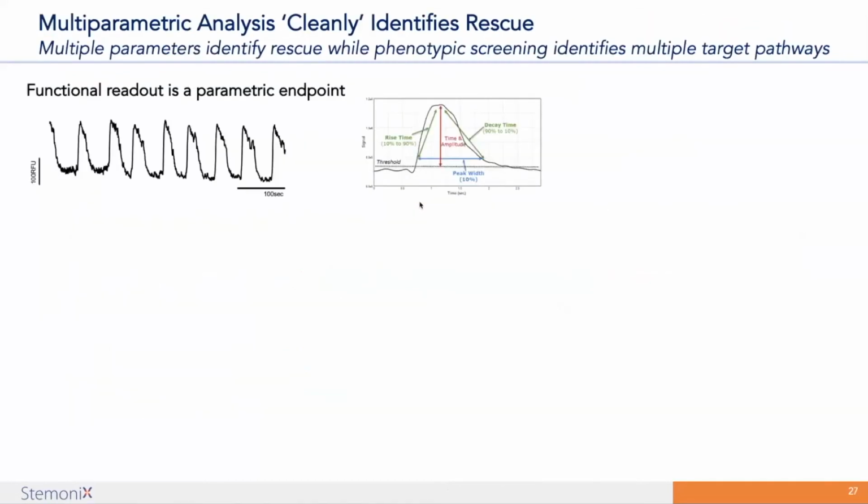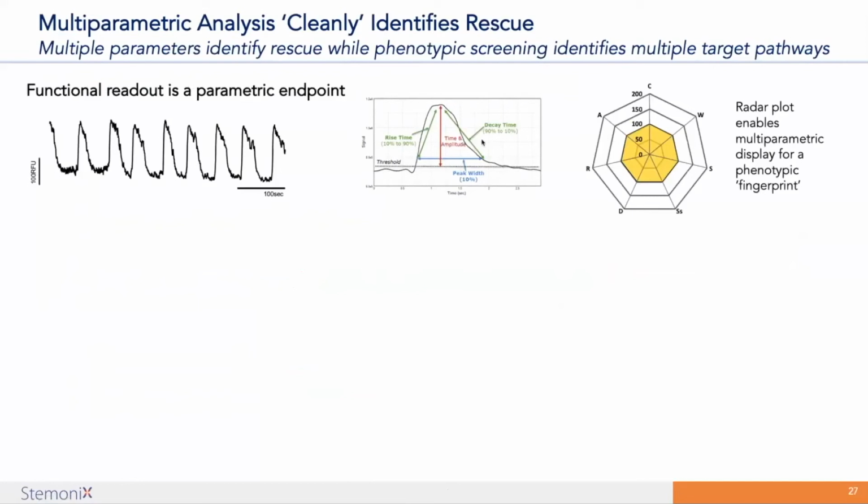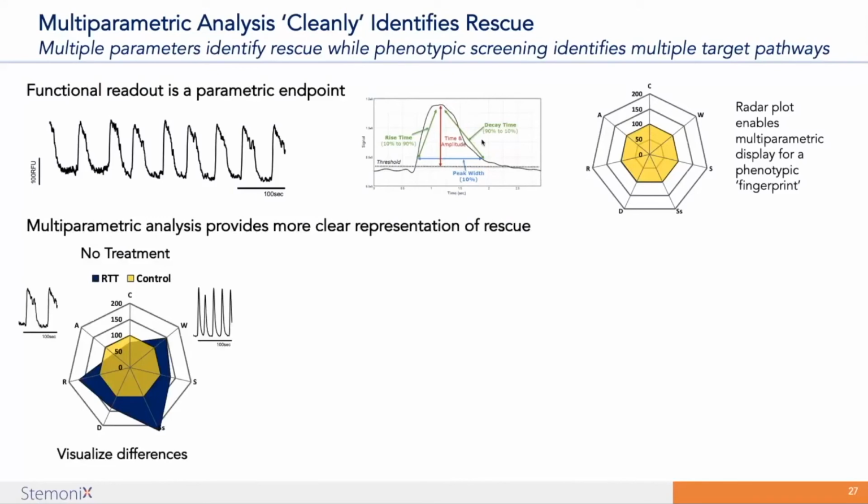So what we did is took advantage of the ability to pull out multiple parameters of that calcium oscillation, whether it's rise time, peak width, decay time, reproducibility, height, you name it. What we're able to do then is generate a radar plot of those multiple parameters and generate a phenotypic fingerprint, shown here for the wild type. When we then look at that across Rett, we can see the striking difference between the control phenotype in yellow and the Rett phenotype in blue.